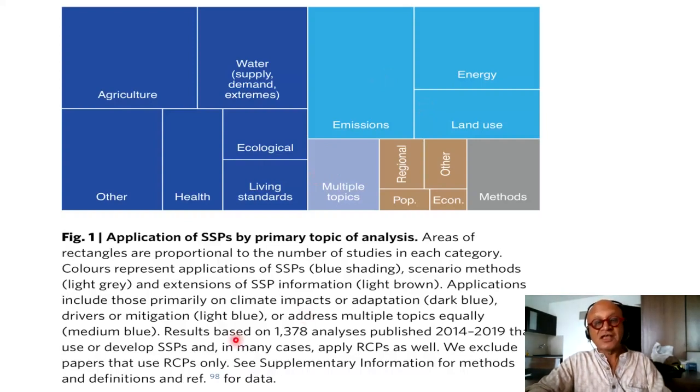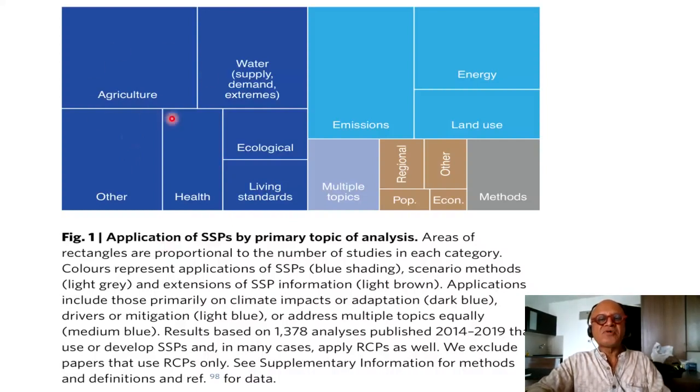Okay, just like the scenarios, we are dealing with uncertainties in the presentation. Results based on 1378 analyses published during 2014 to 2019 that use or develop SSPs and in many cases apply RCPs as well. We exclude papers that use RCPs only in this case. See supplementary information for methods and definitions, which you should definitely do if you want more details. I'm just providing a sense.